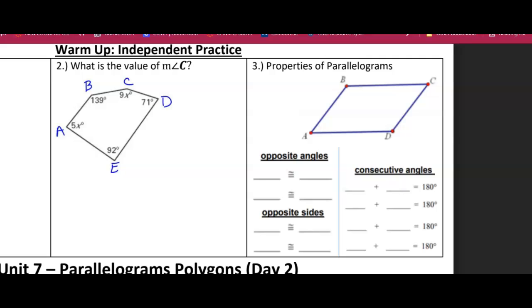Hey guys, so today we're going to talk about the properties of parallelograms. You did this on Friday also, but first we're going to figure out the warm-up real quick. So let's start with number 1.